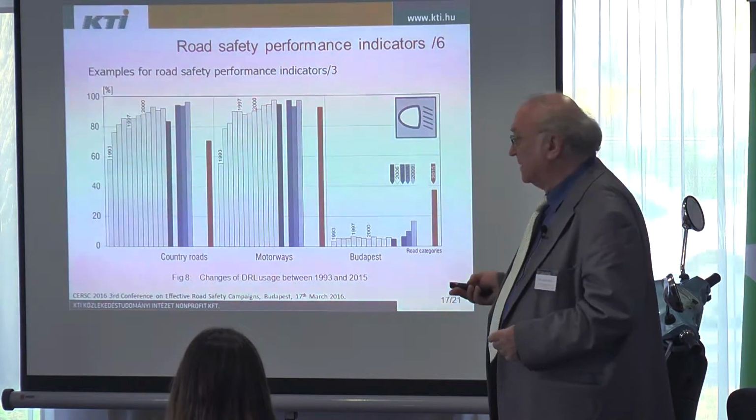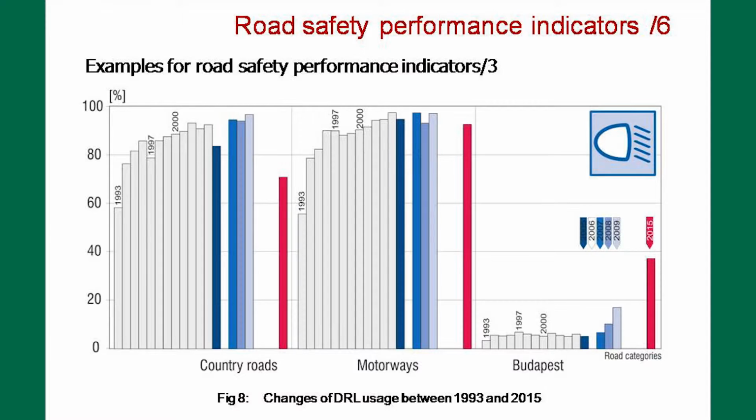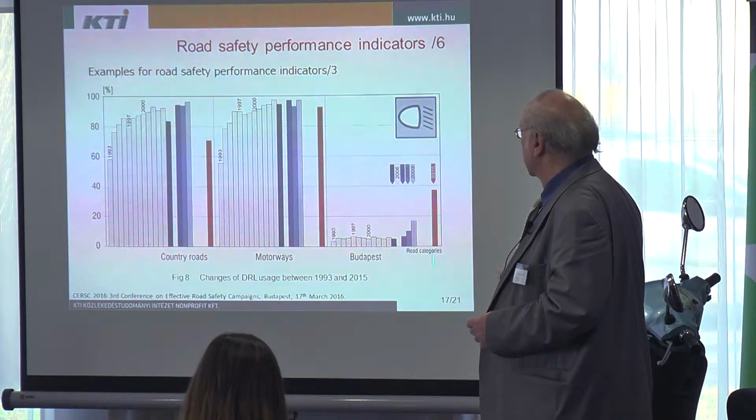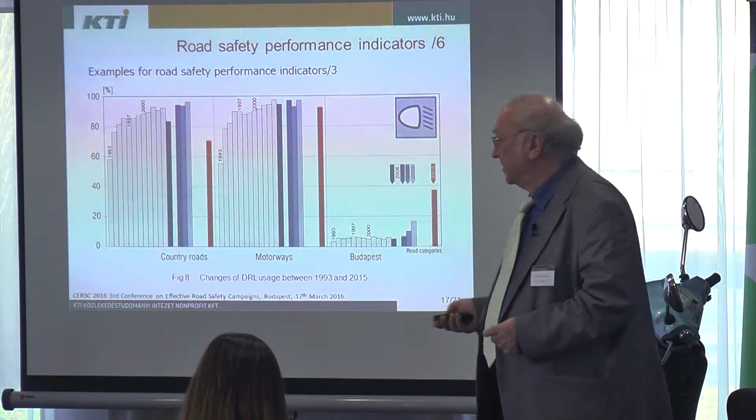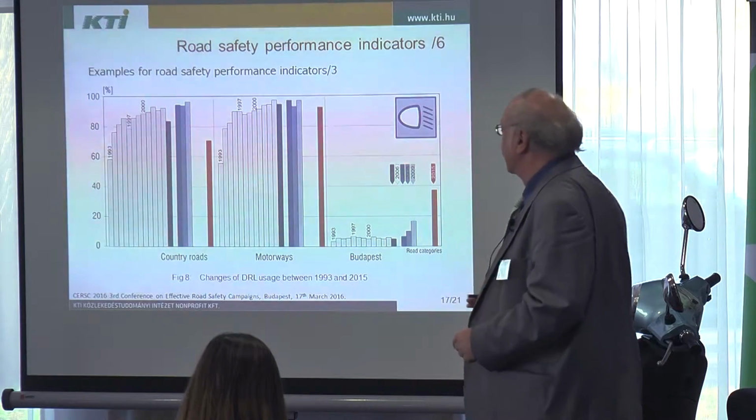And daytime running lights. So a long time ago, in 2013, we had some measurements, and now in 2015 we can also experience the deterioration, the decrease in the percentage of daytime running light users, not only on country roads and motorways where it is obligatory in Hungary. It's very interesting that inside built-up areas there is an increase, which I can't explain. But it's good, it's good news.